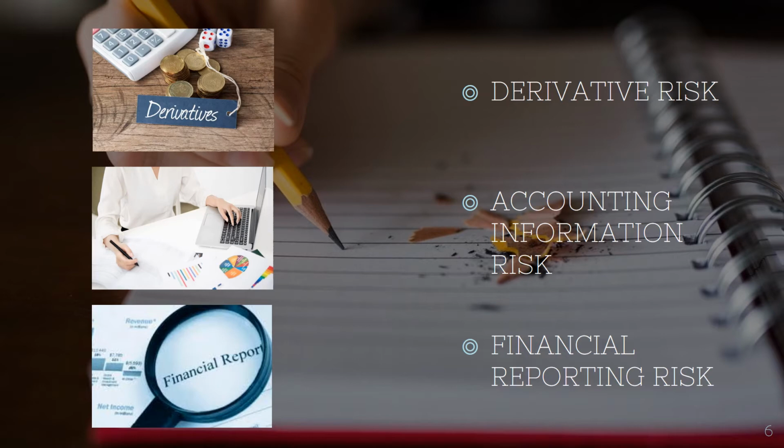Next is accounting information risk. It is the relative ability of financial statement users to ascertain the valuation parameters of particular asset. Completeness and accuracy of information are part of this risk. Next is financial reporting risk. It is the risk that financial statements may be materially misstated prior to audit. Just like accounting information risk, it involves the adequacy and completeness of those financial informations.